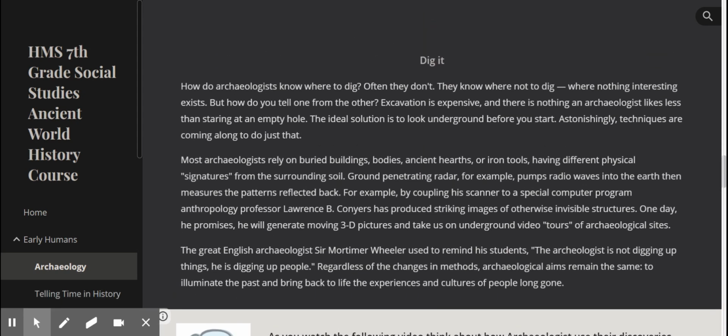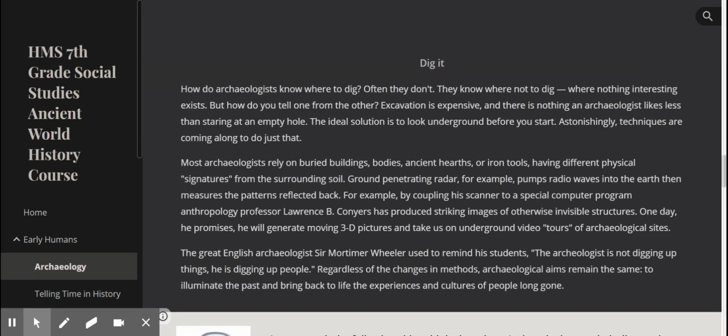Dig it. How do archaeologists know where to dig? Often they don't. They know where not to dig, where nothing interesting exists. But how do you tell one from the other? Excavation is expensive, and there is nothing an archaeologist likes less than staring at an empty hole. The ideal solution is to look underground before you start. Astonishingly, techniques are coming along to do just that.